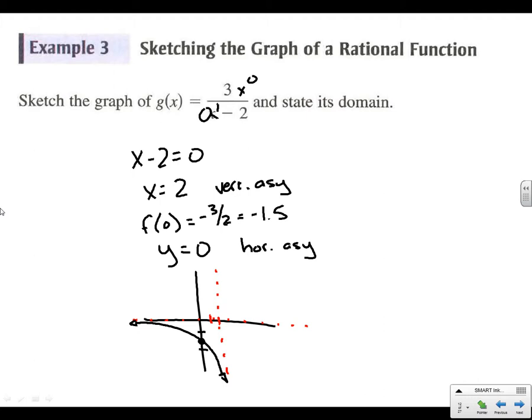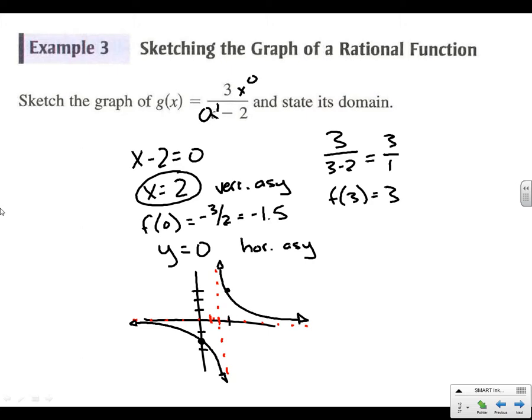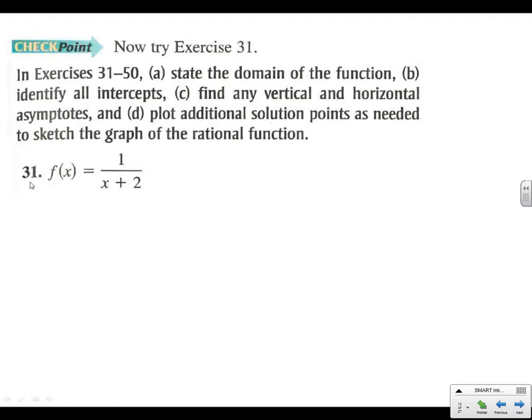So let's plug in one point that's bigger than x equals 2. So maybe x equals 3. 3 over 3 minus 2 equals 3 over 1. So if we plug in 3, we get out 3. Let's find that. 3 comma 3 is right here. So we know, since we're going to the asymptotes, our curve must look like that. All right? Can't cross those asymptotes. See if you can use the same kind of thinking to do number 31.